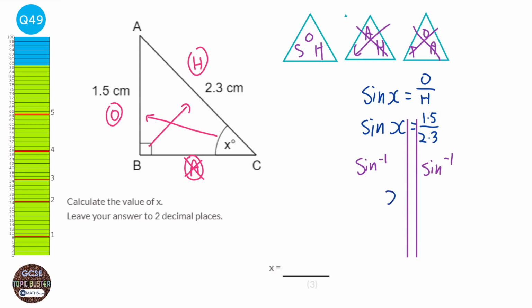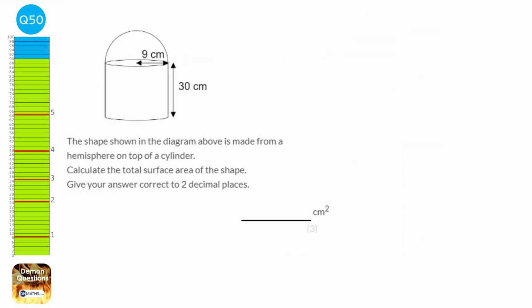You normally press the shift button on your calculator and then sine. So when you inverse sine 1.5 over 2.3, we get 40.705..., and to 2 decimal places, which it asks us for, that would be 40.71 degrees. There are 3 parts that we need to find the area of.